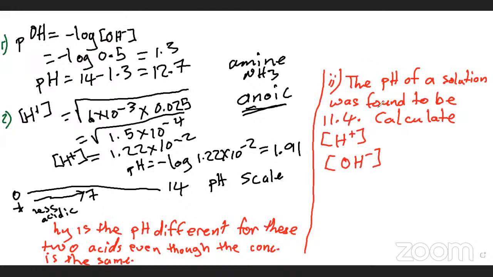All right, so for part 2 now, it says the pH of a solution was found to be 11.4. Calculate the hydrogen ion concentration. So can you share some answers? What did you get for your hydrogen ion concentration? You should get 3.98 times 10 to the minus 12 for the hydrogen ion. For the OH, it should be 2.51 times 10 to the minus 3. All right, so there are 2 things that you can do for this question. Let me just erase the left-hand side of the board.